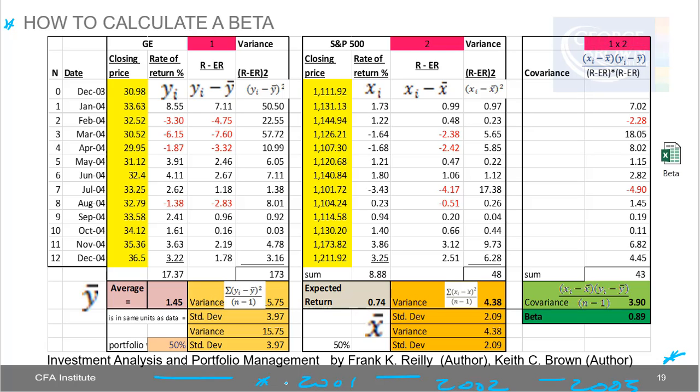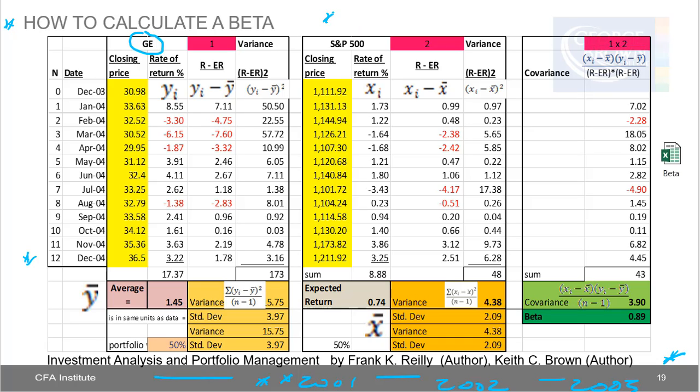Anyhow, moving on. The reason why I'm saying that is I used the Reilly Brown textbook back in 2001, and in the textbook they had how to calculate the beta in an appendix, but it was actually looking at Coca-Cola versus the S&P 500. Then the textbook was updated to GE, and you can see they're looking at 2004, so still quite a while ago.